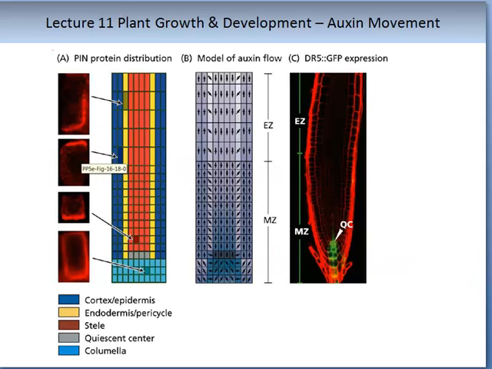The figure on the slide summarizes some of the experimental evidence demonstrating auxin movement. This has been done by combinations of methods, looking at PIN protein distribution, modelling of auxin flow, and DR5 to GFP expression.